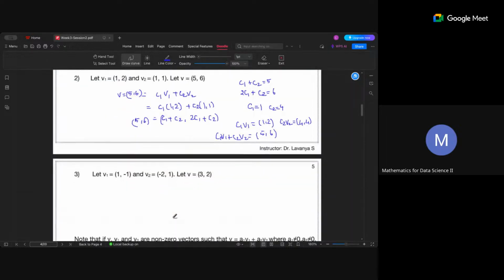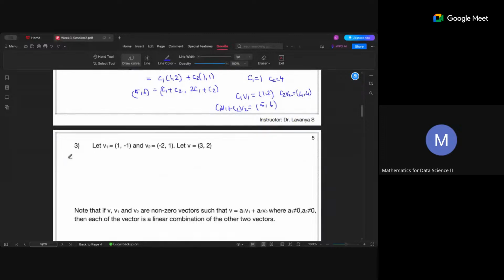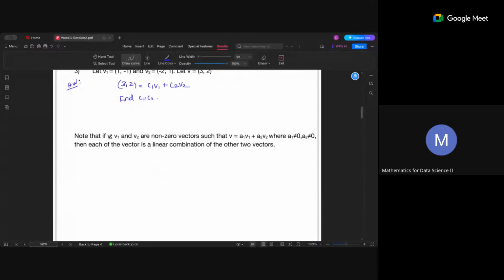All right. Now maybe this I can leave as homework. 3 comma 2, check whether you are able to write it as c1 v1 plus c2 v2. Find c1 and c2. Okay, fine. Note that if v, v1 and v2 are all non-zero vectors, such that v is equal to a1 v1 plus a2 v2, where a1 is non-zero and a2 is non-zero, then each of the vectors is a linear combination of the other two vectors.